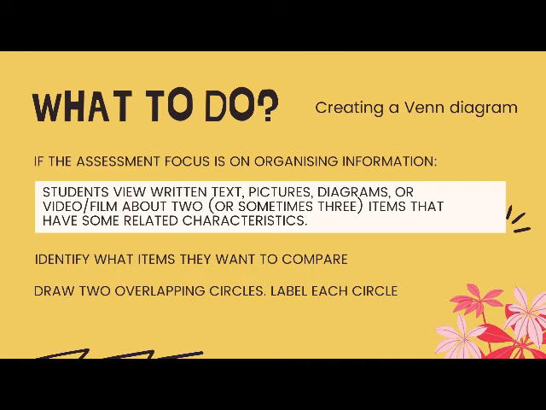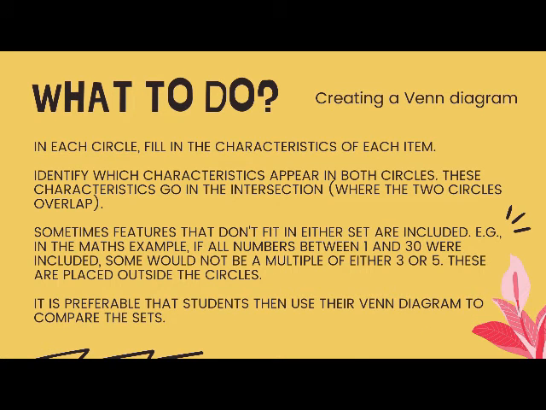What to do when creating a Venn diagram? If the assessment focus is on organizing information, students view written text, pictures, diagrams, or video about two items that have some related characteristics. Identify what items they want to compare. Draw two overlapping circles. Label each circle. In each circle, fill in the characteristics of each item. Identify which characteristics appear in both circles. These characteristics go into the intersection.